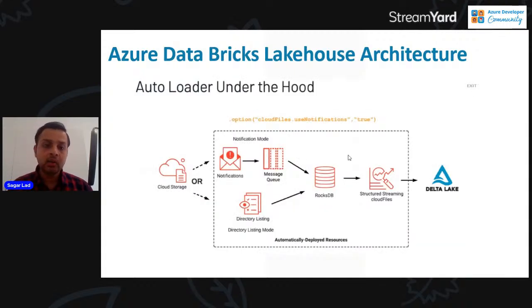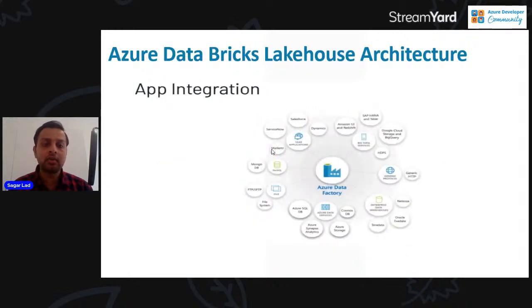Then under the hood, Auto Loader works like this. Of course we don't have to worry about it, but if we write one line of code using Auto Loader to load the data from different sources, in the background it has cloud storage with notification and a message queue. Then it will move the data in Delta Lake format. So this is the underlying working of Auto Loader.